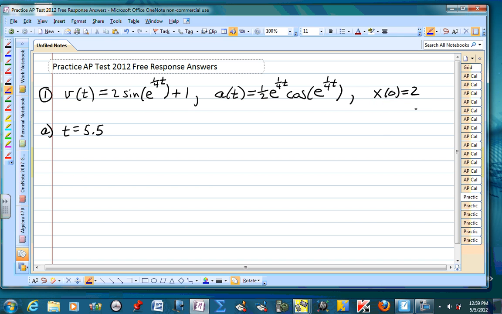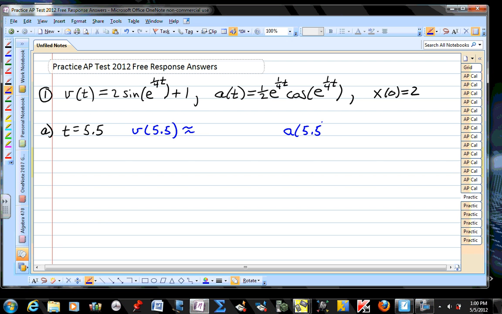In part A, we're asked to determine if this particle is speeding up or slowing down at time t equals 5.5. Now, what we're going to do is look at the velocity at time t equals 5.5 and the acceleration at time t equals 5.5. And comparing the sign of these two values will tell us if the particle is speeding up or slowing down. If the signs of these values are the same, then our particle is speeding up, and if the signs are different, then our particle is slowing down.